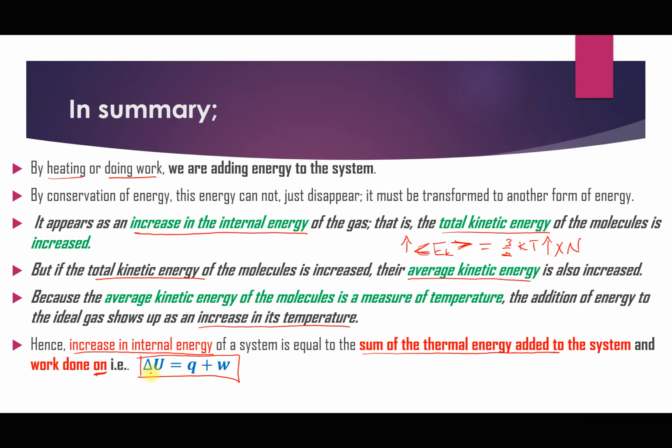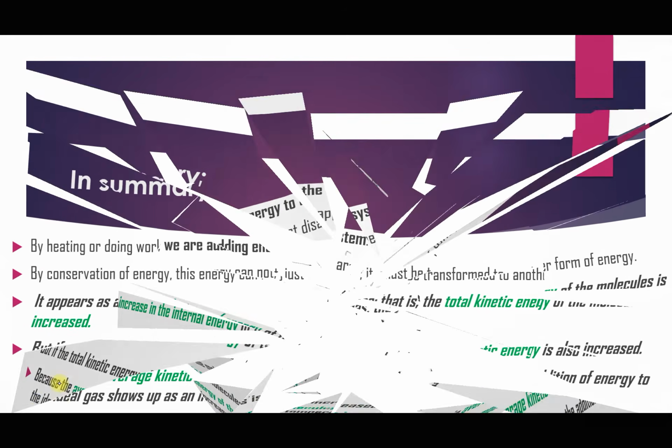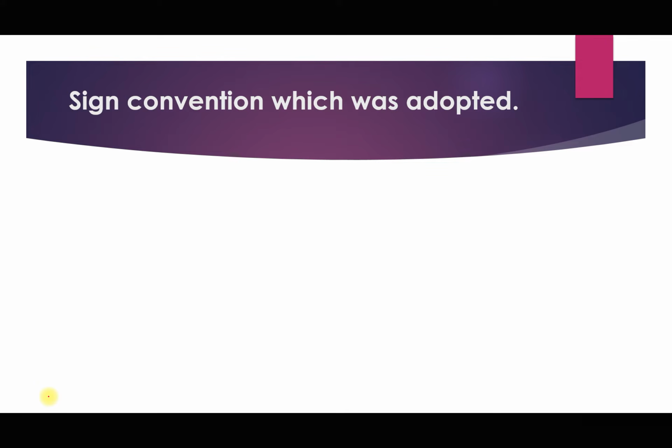Now, this law comes with the sign conventions that we are here to discuss. What are these sign conventions that we shall consider while dealing with this law? Remember, the increase in internal energy is equal to Q plus W, where Q is heat supplied to the system or heat lost by the system, and W is the work done. Now, what sign conventions come with this law?